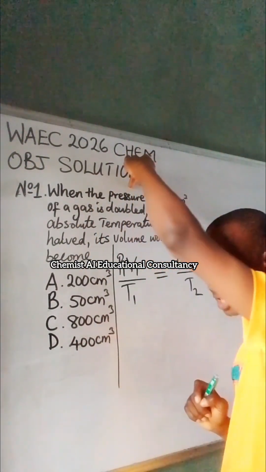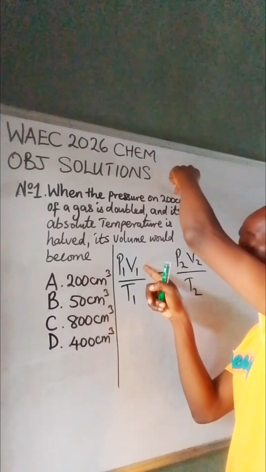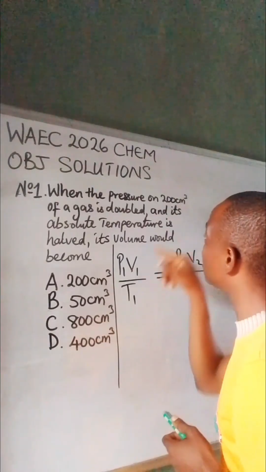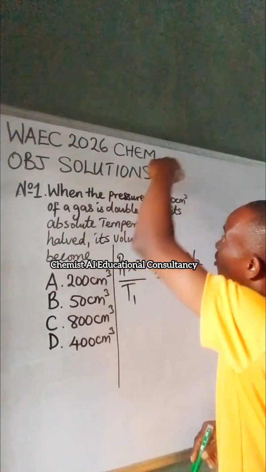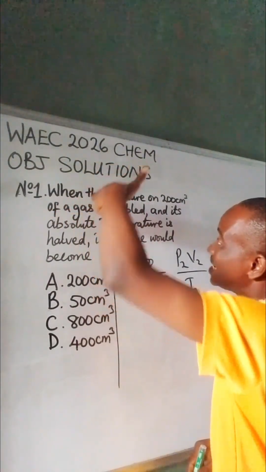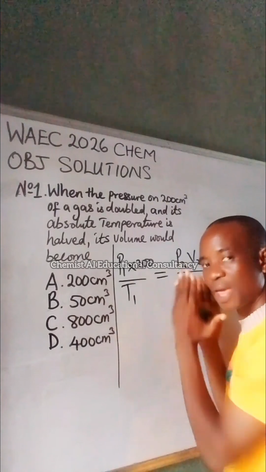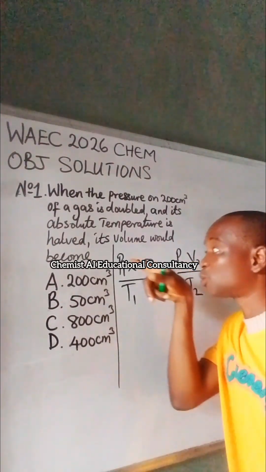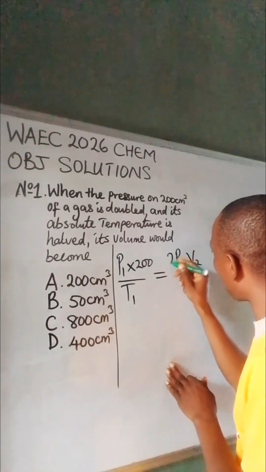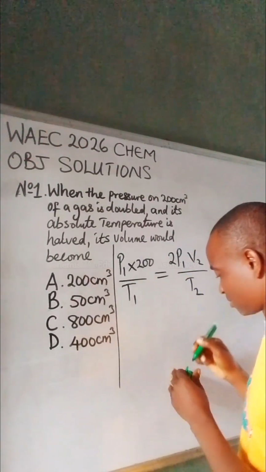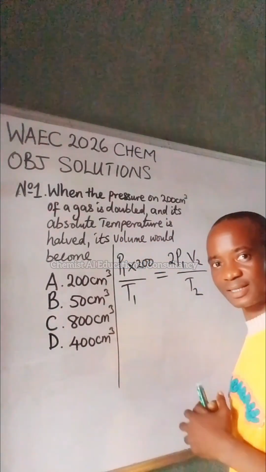When the pressure, initial pressure P1, on 200 cm³, that is the initial volume, which means you have to replace V1 with 200 cm³. So when the pressure on this 200 cm³ of a gas is doubled, now this P1 is doubled to become P2, meaning that P2 is now double of P1. You replace P2 with double of P1 because P2 became possible when P1 doubled itself.